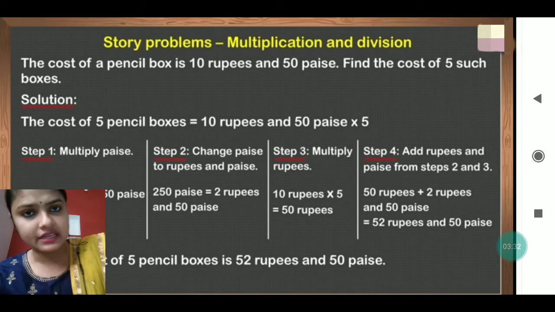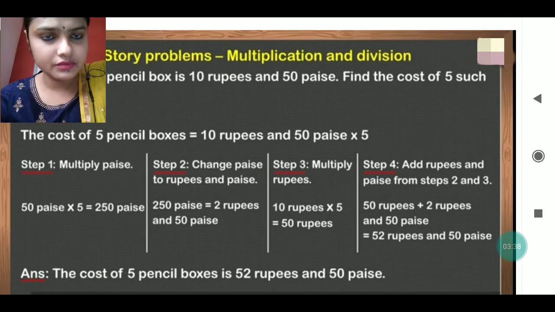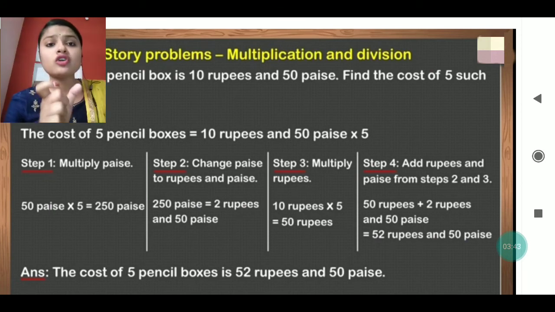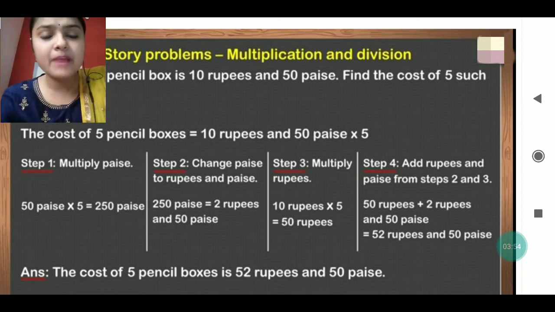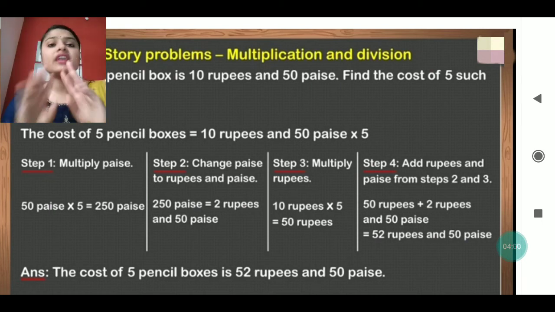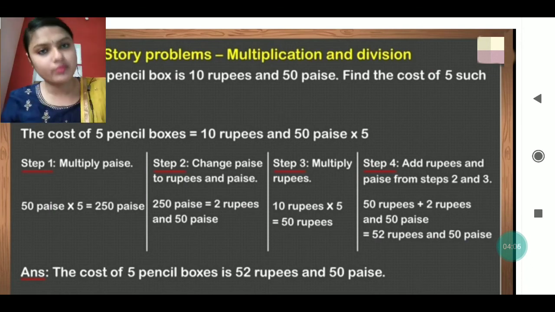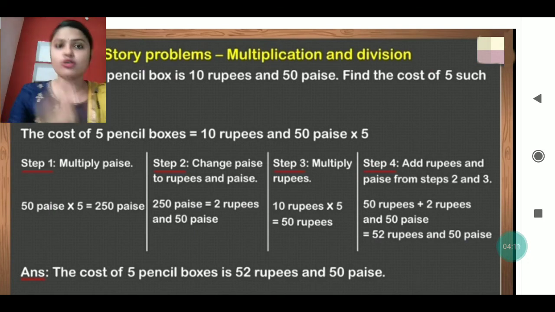First we have read the question. Now we will write: the cost of 1 pencil box is 10 rupees and 50 paise, and the number of pencil boxes is 5. So the first step is to multiply paise. One is in rupees and one is in paise, so we cannot multiply two different units together. First change the unit and make both numbers paise only, or rupees only, either one.